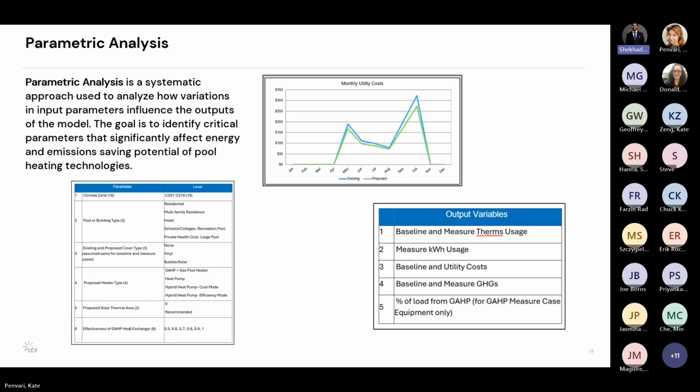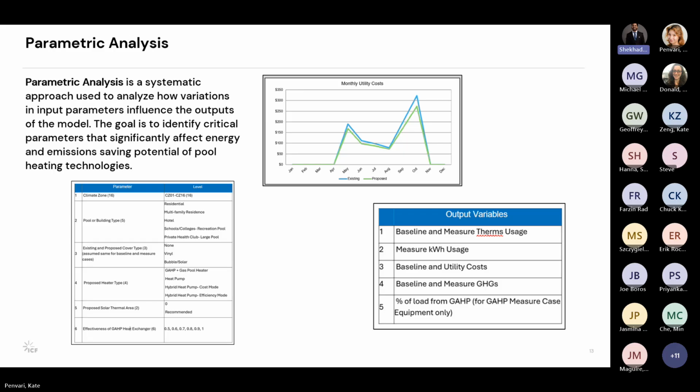So this slide summarizes the parametric analysis that we conducted as a part of this project, as well as certain features of the calculations tab. So this is one of the representative plots, and you can see the table summarizing the list of parameters that we focused on in this milestone, such as climate zone, pool types, heater types, and effectiveness of GHAP heat exchanger.